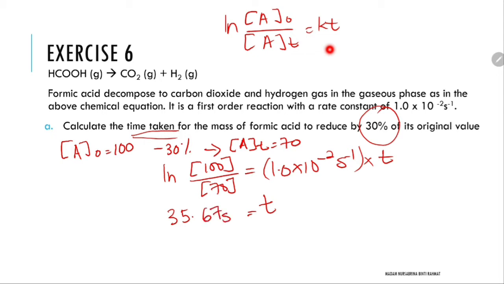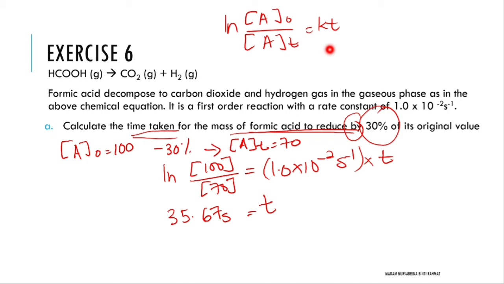Just to remind you, this statement is very crucial, because sometimes they might say to calculate the time taken for the mass of formic acid to reduce by 30%. In this one, it is by 30%. That means 30% of the reactants has decomposed to form the product, so the remaining is 70%. But sometimes when they say the mass of formic acid to reduce to 30%, that means the new concentration is 30%. So you have to be alert with the words being used in the problem statement.